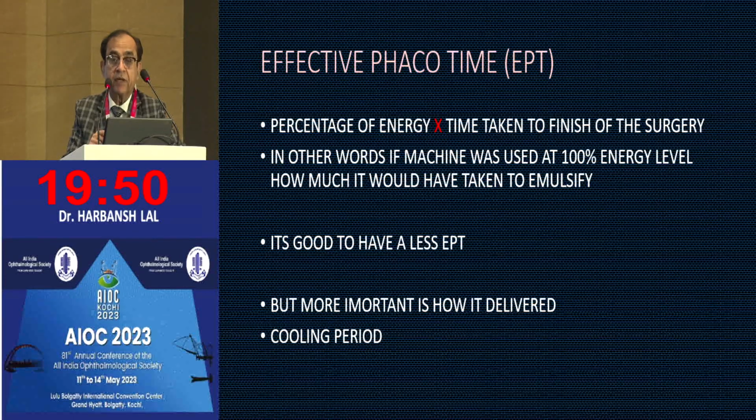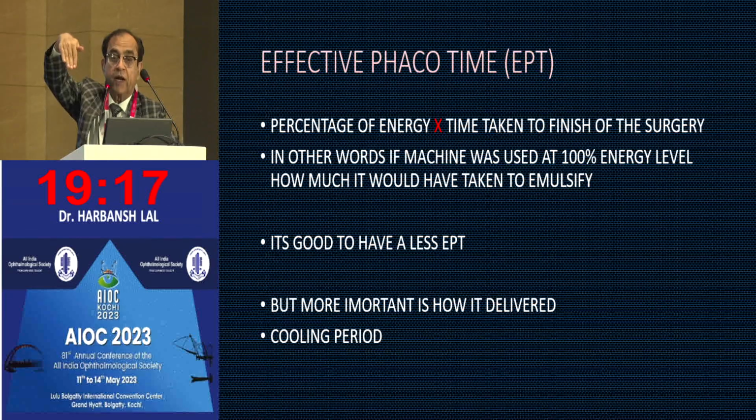So the percentage of energy used and time taken to finish the full surgery is called EPT. So if the machine was used at 100% Phaco energy, how much time you have consumed, in other words. And it's good to have less EPT, but it is more important how you are delivering the energy. That means when you are making a trench, the delivery of the energy is far away from the cornea. It will have no collateral damage if the infusion is not stopped at the top.